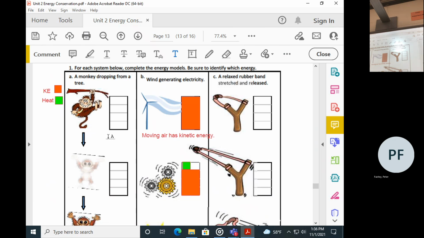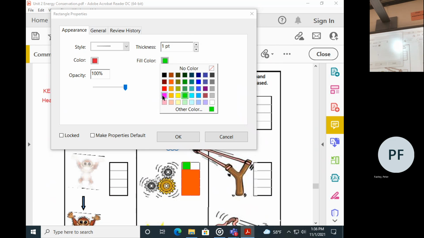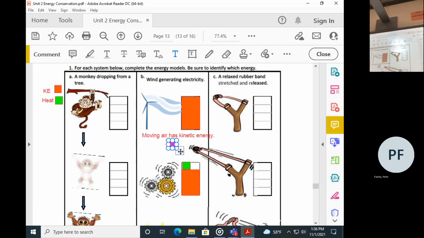What else do you think we might have lost energy to? Do you think there'd be some sound made by these gears spinning around and grinding against each other? I do too. So the other big loss of energy here is from sound, which means I need yet another color. Put that down there. I have to add it to my key.